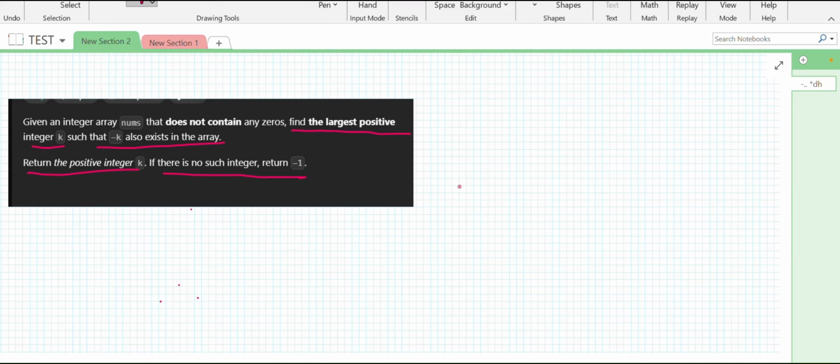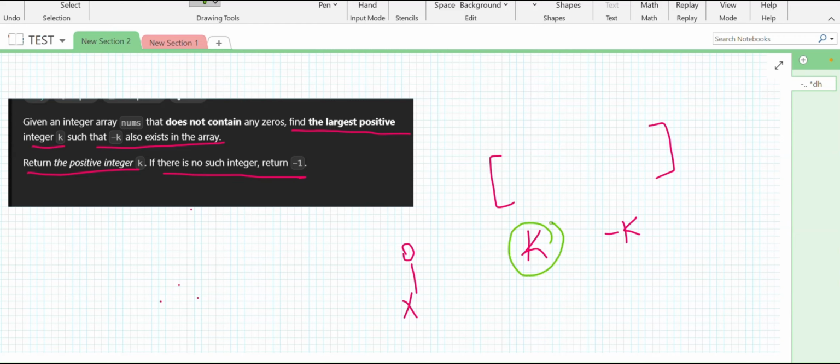So what the problem is saying is that you are given an array that does not contain any zero, and you have to find such a k such that -k also exists in that array. You have to return the maximum value of k you can get from that array, so that the -k value also exists in that array.